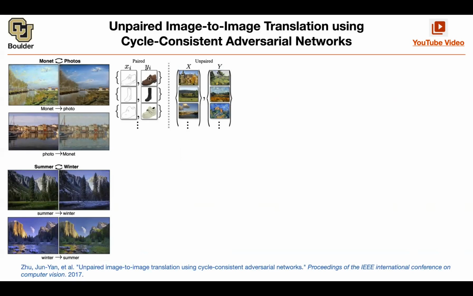Previously, you knew your pairs of data. For each sketch, you knew the corresponding image. For each image, you knew the corresponding sketch. Here, you don't have that information. All you have are two sets of images. Perhaps some of your images are taken in summer, some of them are taken in winter, and they're not from the same scene, or you don't know how to match them. This is why you need a framework such as cycle consistency.